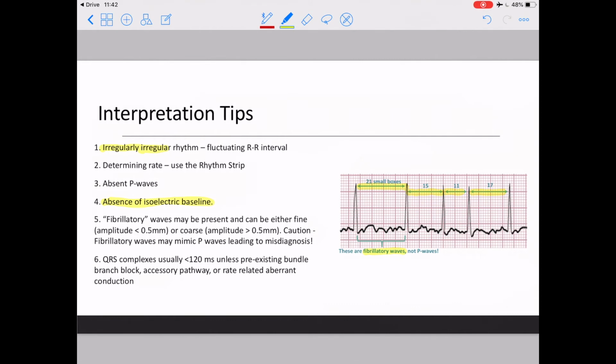And then finally, the QRS complexes are usually less than 120 milliseconds, so this is a normal narrow QRS complex. However, if you have something like a pre-existing bundle branch block, an accessory pathway, or some sort of rate-related aberrant conduction, these QRS complexes could be a bit wider.